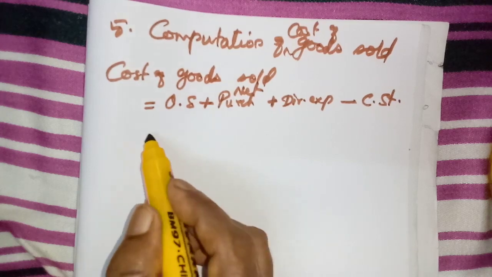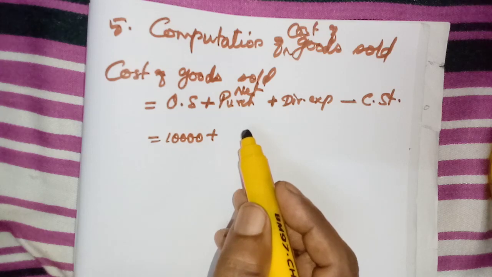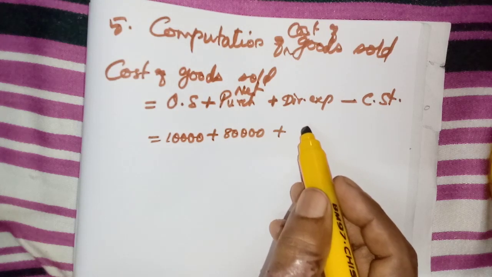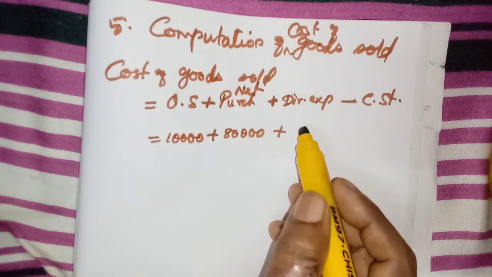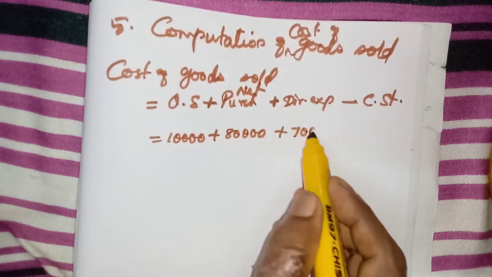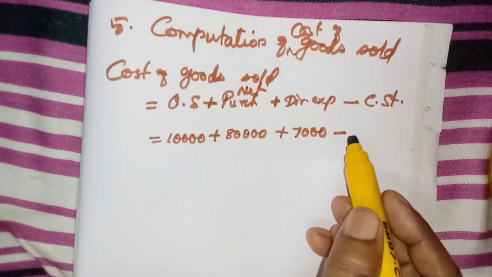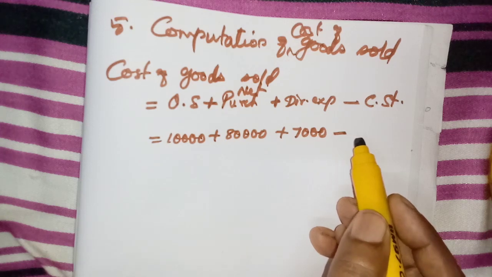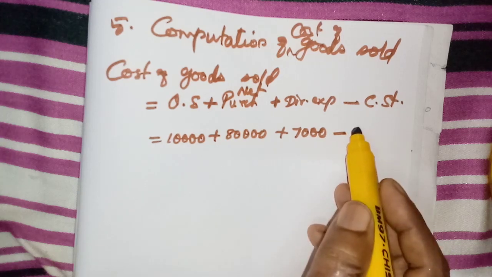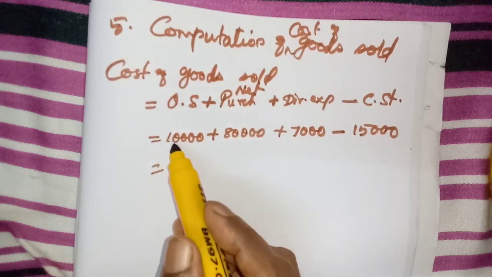Opening stock 10,000. Purchases, only one purchases, isn't it? 80,000. Then direct expenses, both given, direct expenses and indirect expenses. Here we should take only the direct expenses. Okay, 7,000. The indirect expenses will not come. Okay, just to confuse you, they have given that item. But you have to just leave that item. Direct expenses 7,000 minus closing stock. Closing stock is 15,000.